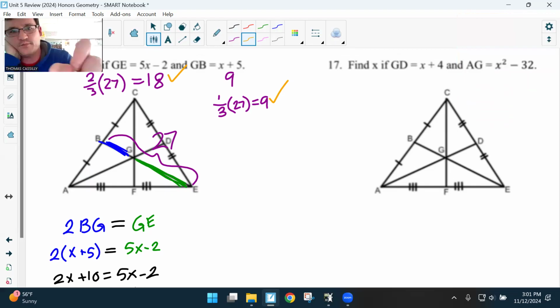All right, last one, faces in the way. Let's do this. So I got GD. Here's GD. And then I have AG. Same kind of thing.